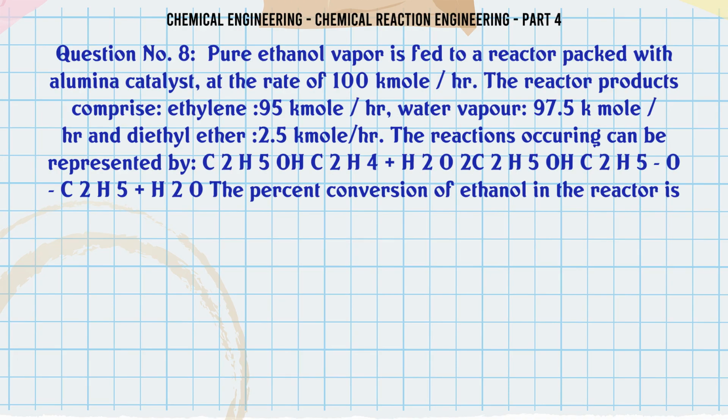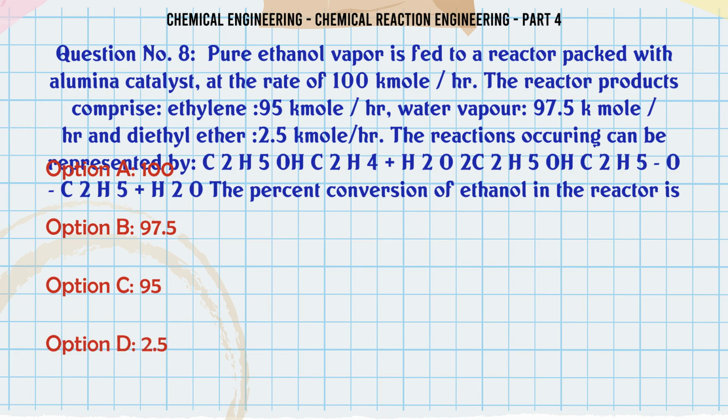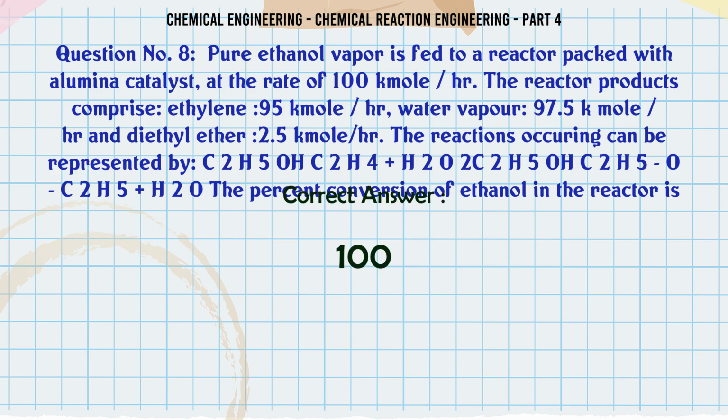Pure ethanol vapor is fed to a reactor packed with alumina catalyst at the rate of 100 kmol/h. The reactor products comprise ethylene 95 kmol/h, water vapor 97.5 kmol/h, and diethyl ether 2.5 kmol/h. The reactions occurring can be represented by C2H5OH → C2H4 + H2O, 2C2H5OH → (C2H5)2O + H2O. The percent conversion of ethanol in the reactor is A. 100, B. 97.5, C. 95, D. 2.5. The correct answer is 100.